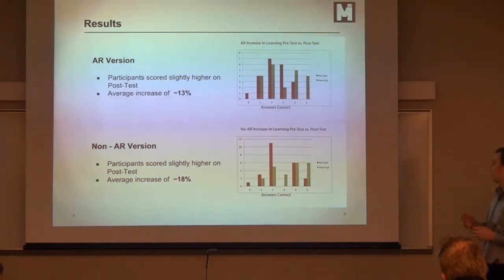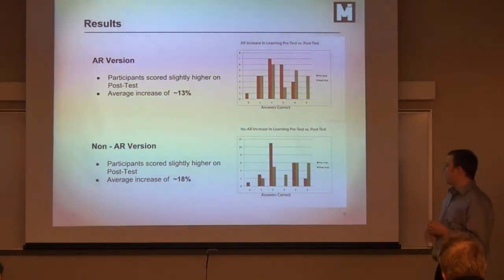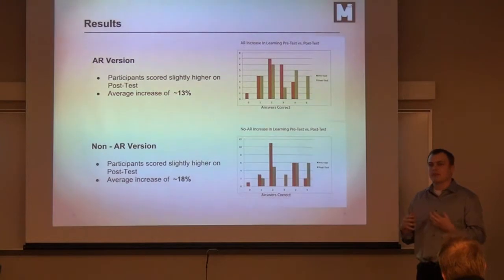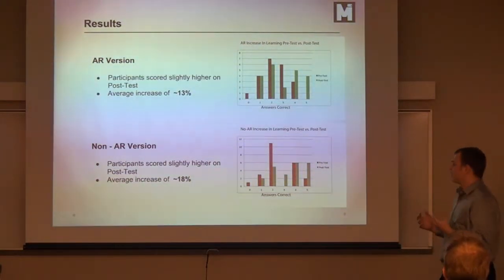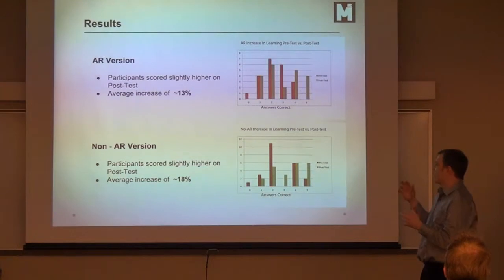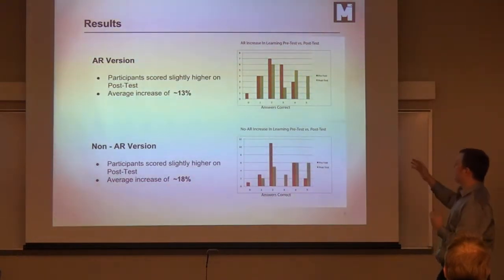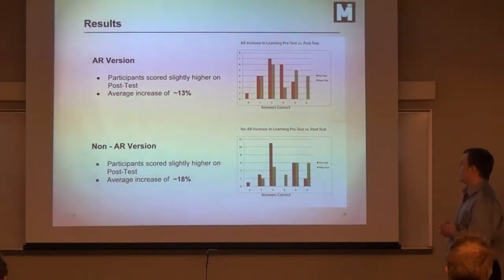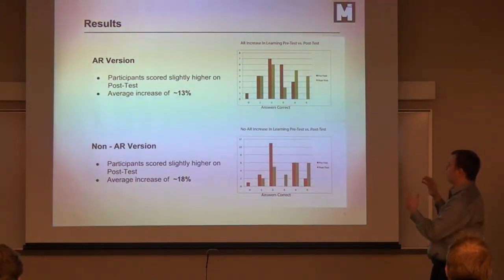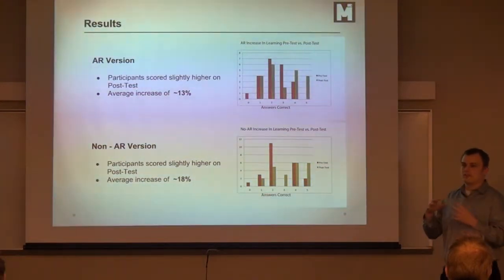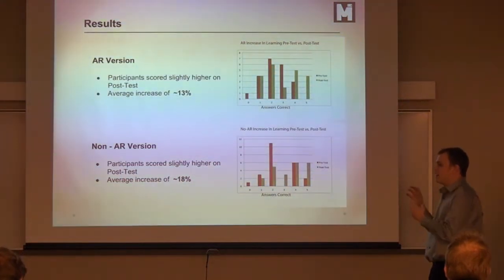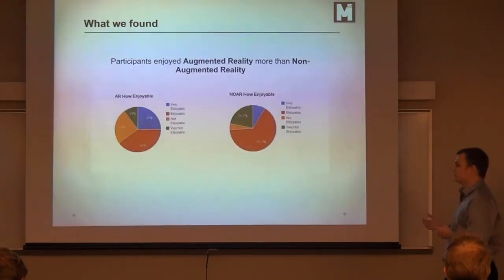The graphs on the left there, or on your right, sorry. These graphs show the number of questions that our participants got right, how many each participant got right. The red is the pre-test and the green is the post-test for each augmented reality and non-augmented reality. And what we saw is that even though there wasn't a drastic change, and it wasn't statistically significant, there was a slight change in what people learned.